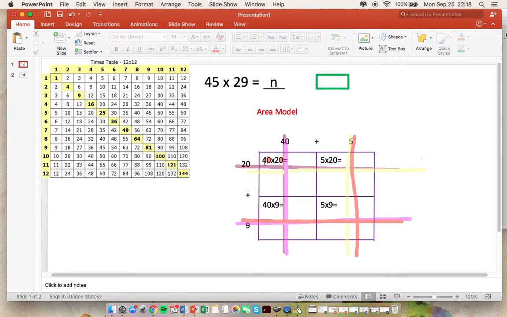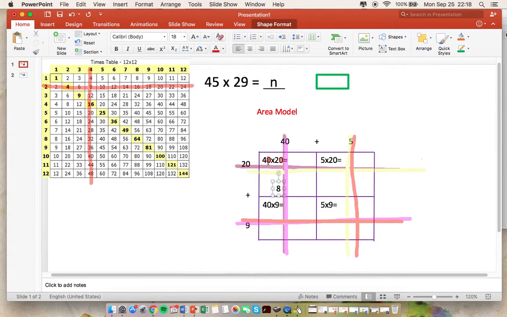Okay. Now it's 4 times 2. And if we don't know what that is, we can come right over here and we can go to 4. We're going to go straight down 4, and we're going to find our 2 because it's 4 times 2. I'm going to go straight across, and they meet right here at 8. So we know 4 times 2 is 8.